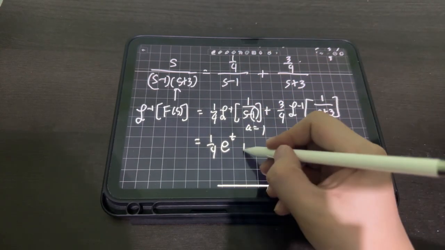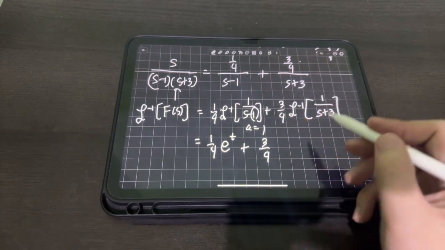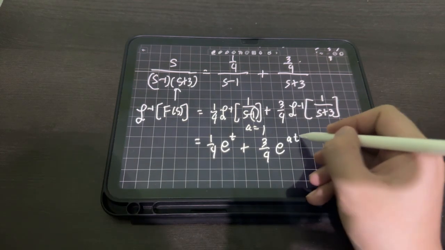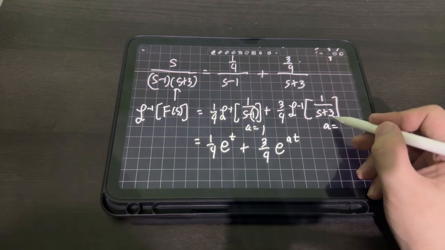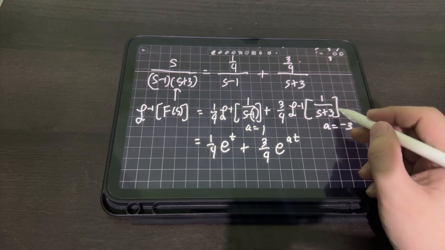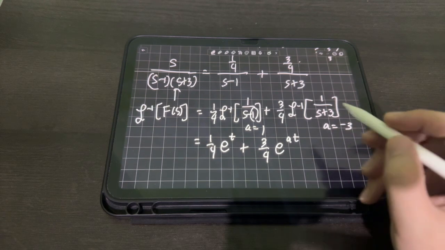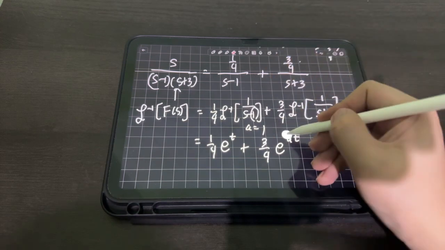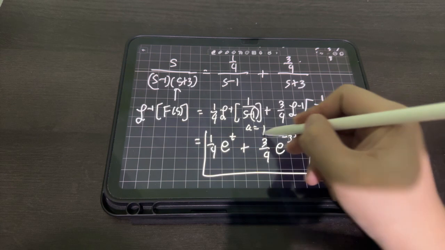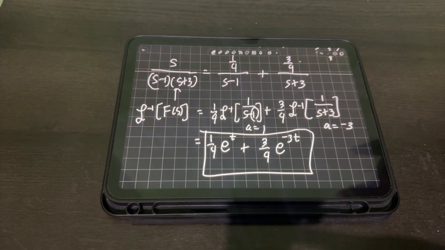Next, plus 3/4 inverse Laplace of 1 over s plus 3. So that's e raised to at again. But the value of a here is negative 3. So just get the opposite sign of the constant. Okay? So we will have e raised to negative 3t. So this is the final answer. Okay. 1/4 e to the t plus 3/4 e to the negative 3t.